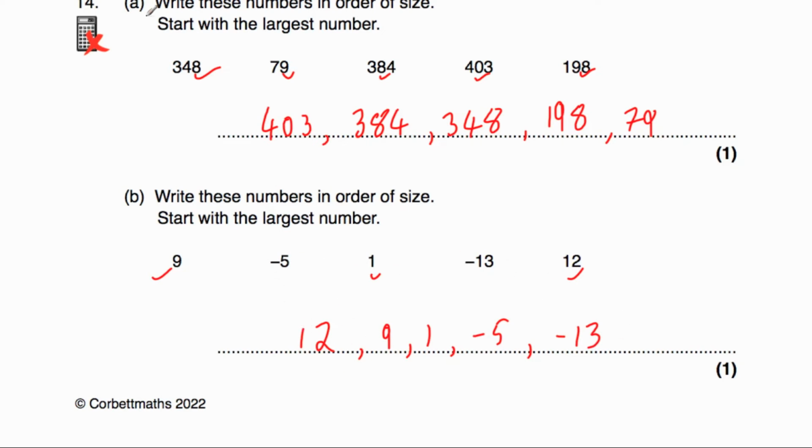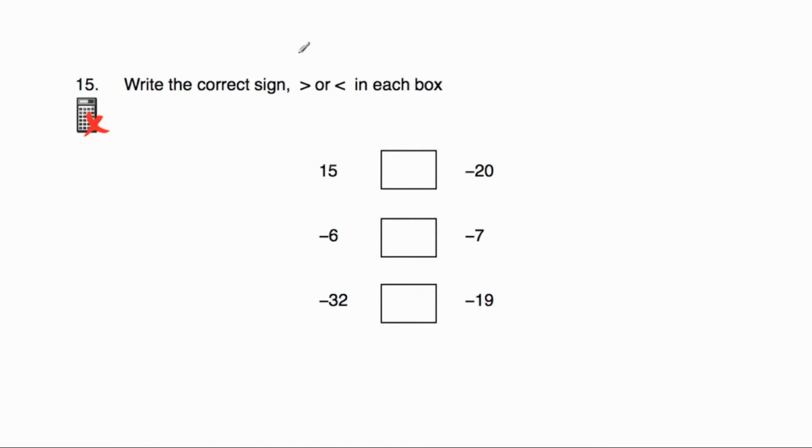Okay, next. So question 15, we've got our inequality signs again, the greater than symbol and the less than symbol, and we've got 15 and -20. Now 15 is greater than -20, so we'll put the greater than symbol that way. So 15 is greater than -20. So we've got -6 now, and we've got -7. Now -6 is greater than -7 because it's closer to 0. So -6 is greater than -7.